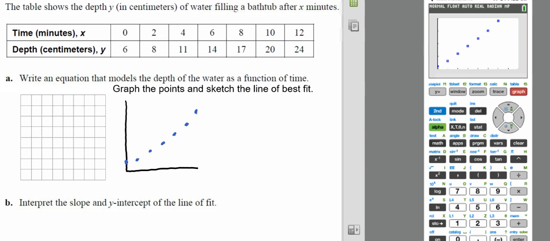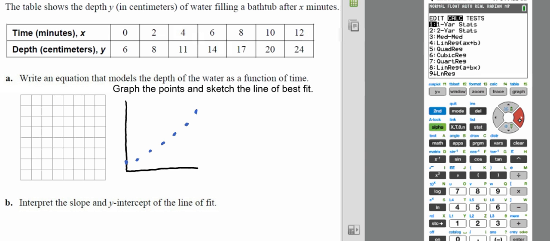Since we're already using our calculators, we're going to use our calculator to determine the line of best fit for us. To do that, we're going to go to Stat, arrow over to Calculate, then we're going to choose option 4, Linear Regression, which is our AX plus B. We'll hit Enter, and we're going to arrow through these so that it will calculate it for us. And here it's going to give us our A value, which is our slope, and our B value, which is our y-intercept. So let's go ahead and write those down.